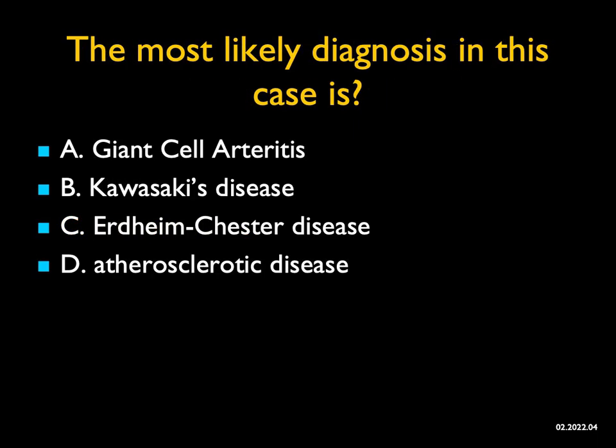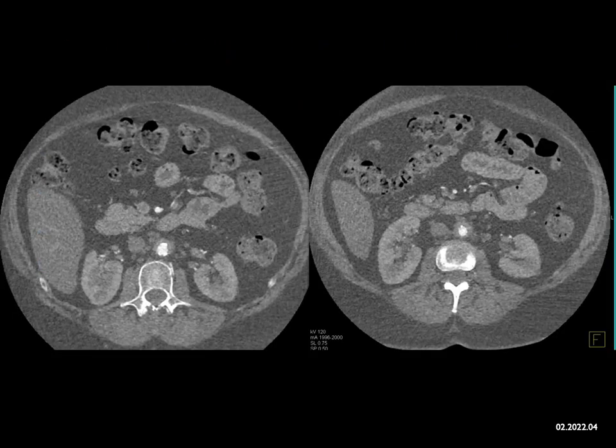The most likely diagnosis in this case is, well, if you don't see the findings, but if you look at the answers, you know I'm talking about vascular disease and focusing on arteritis. When you look carefully at the images, you see the soft tissue thickening around the aorta with narrowing of the aorta lumen. So you know we're dealing with some sort of vasculitis.